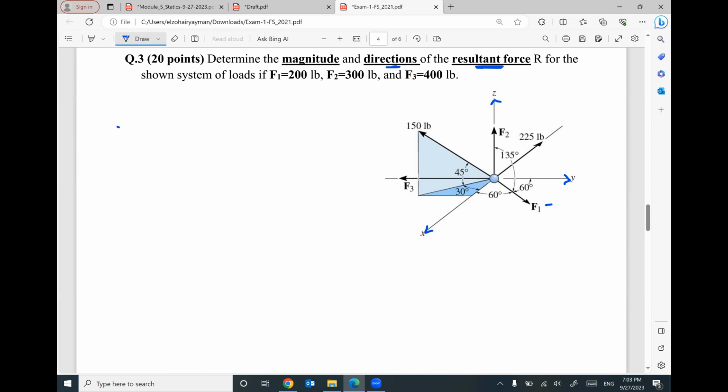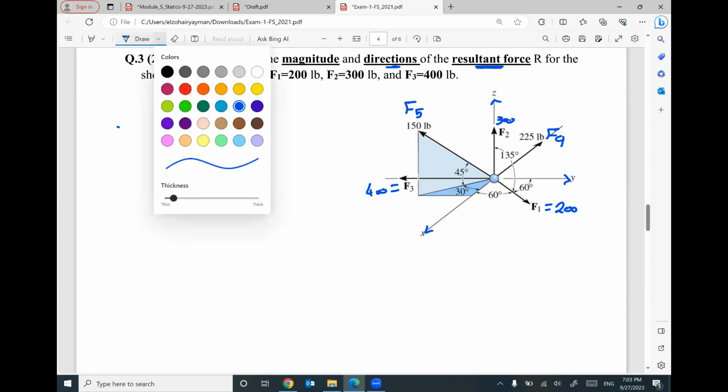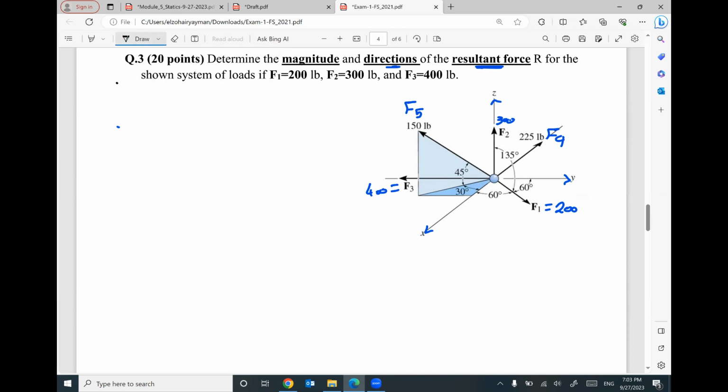So F1 is given by 200. F2 is given by 300. F3 is given by 400. I can label this force F4 and this one F5. So let's start. I will start with F1.